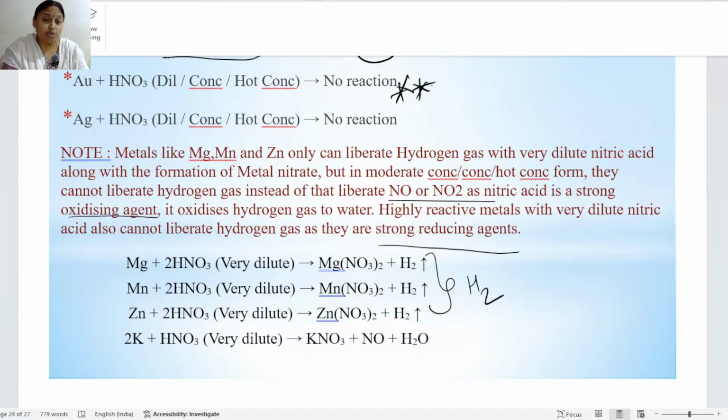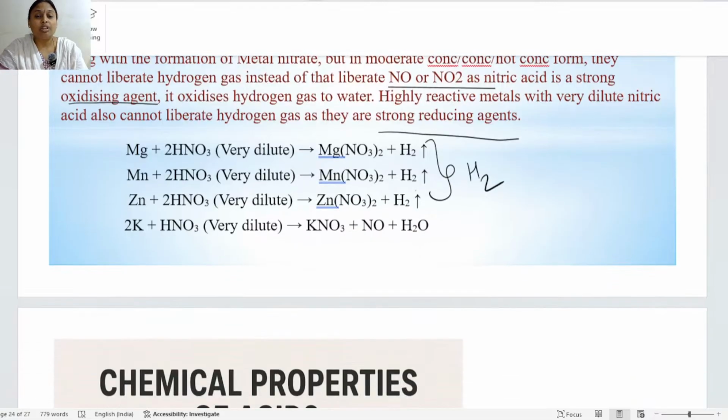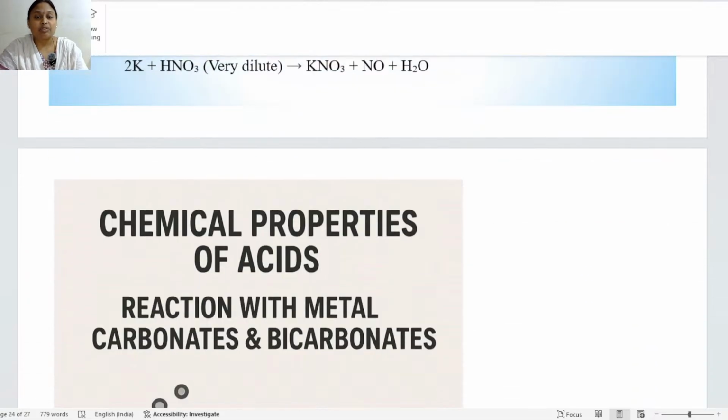But when it comes to these metals, these are highly reactive. That's why these will be acting as strong reducing agents. Because of that reason, we are getting hydrogen gas. Okay, so this is about the acids' reaction with the metals.